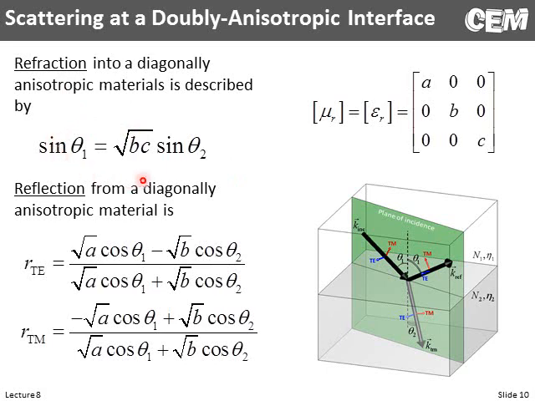So Snell's law reduces to this, and we have the square root of BC in place of the refractive indices. And now our Fresnel equations for the reflectance, I didn't provide the transmittance here, but for the reflection, we get these two equations. So we still see we have angle dependence, we have material dependence. So it's not clear yet how this is useful, but it will be.